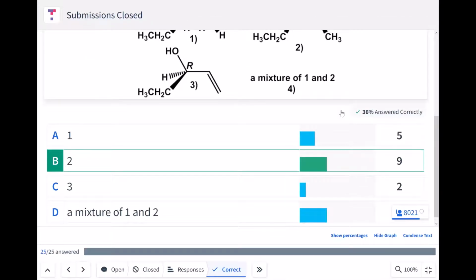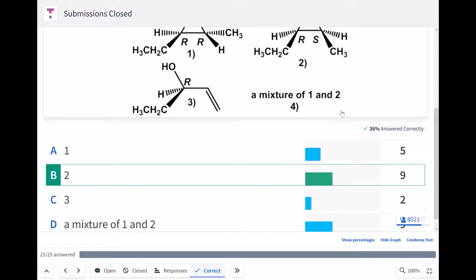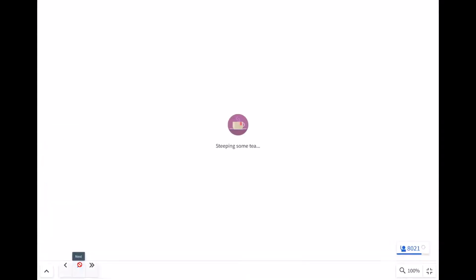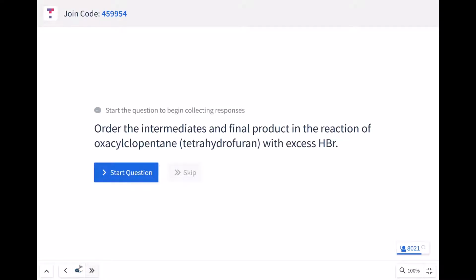Sorry, I resized the screen a couple times so I could see the image. Okay, so that's it for Top Hat today. If you want to close down Top Hat, you can.